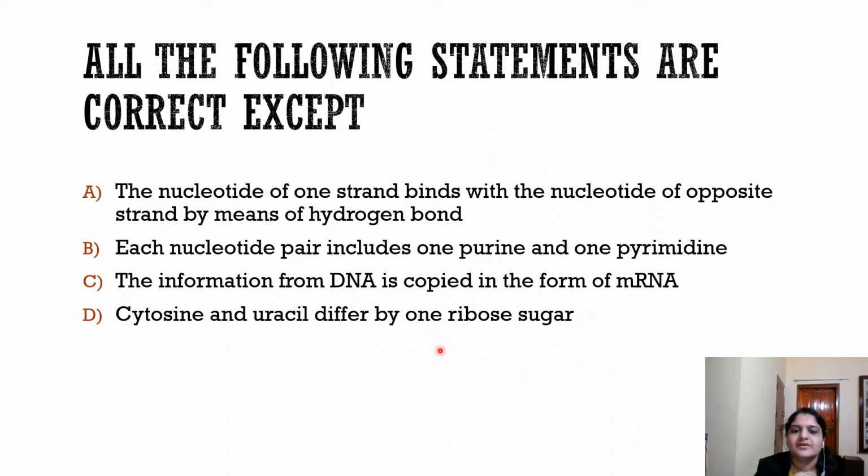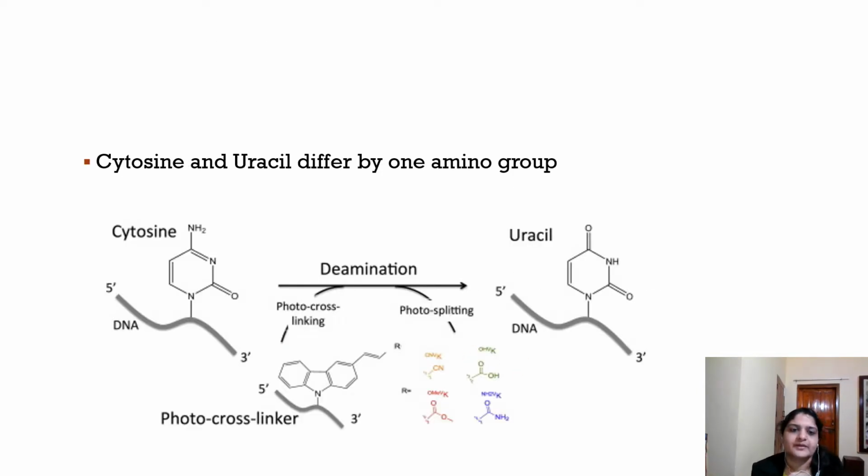So what will be the correct statement? Cytosine and uracil differ by only one amino group. It's not by one ribose sugar. So cytosine and uracil differ by one amino group. Cytosine, on deamination, on removal of the amino group, forms uracil. So that is the correct answer here.